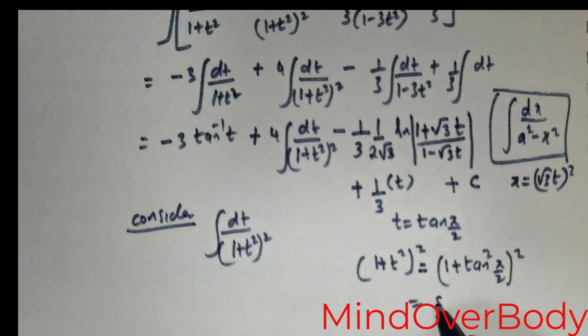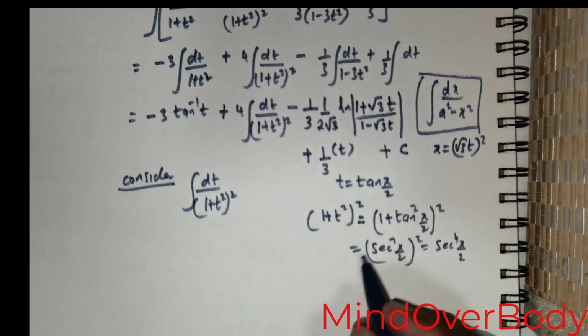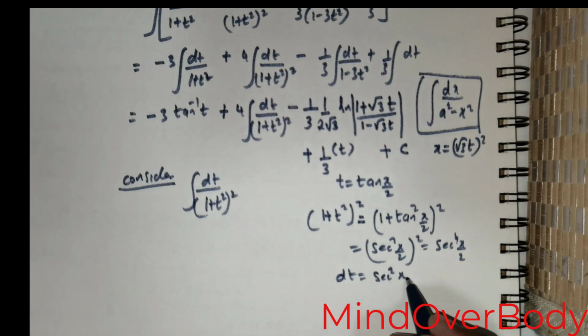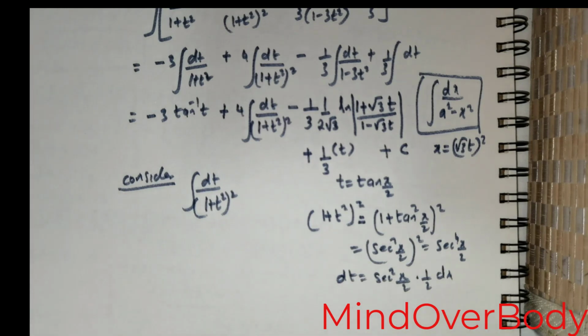Now this is nothing but secant squared x over 2 raised to the power of 2. This is nothing but secant to the power of 4 x over 2. Now dt, if t is equal to this, my dt is going to be secant squared x over 2 times 1 over 2 times dx. So that's the differential part we will have to handle. So now what we need to do is we will have to place in the substitution there.